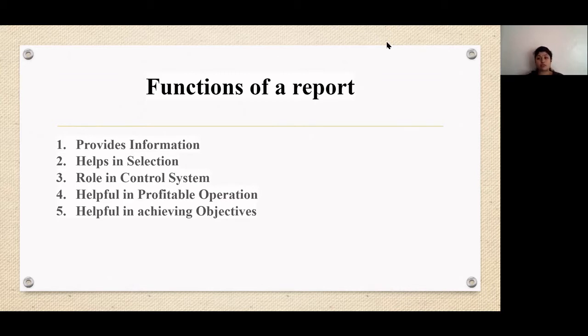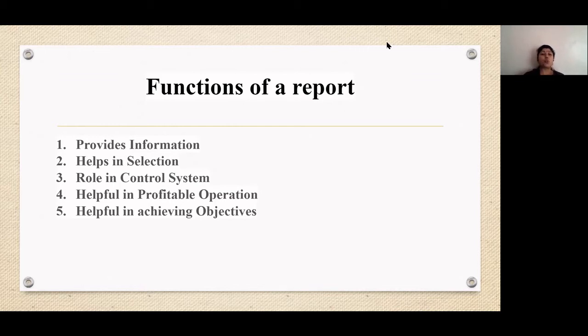Again, for performance, we are not bothered about finance, we will be bothered about the performance of the organization, where only the performance will be selected and the report will be constructed on that particular performance of the organization.